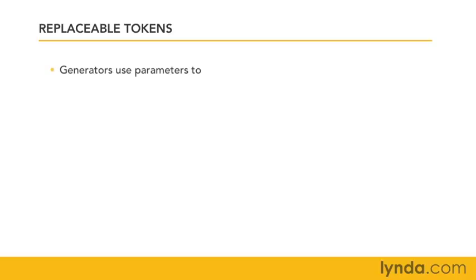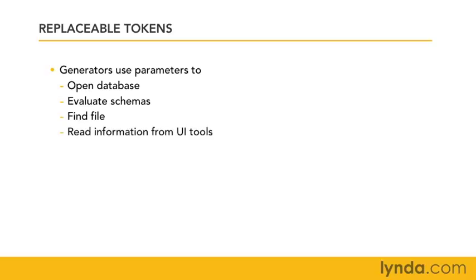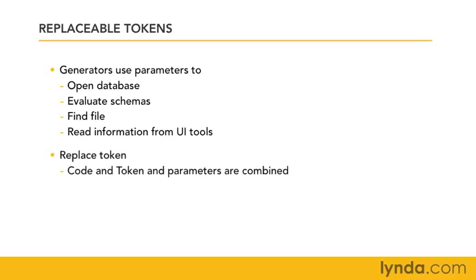Some of the things you might pass in are connection strings to open the database, evaluate database schemas, find files on your hard drive, or read information from your UI tools. Then the code generator will replace the tokens with the runtime information. Visual Studio has a code generator known as T4. I'd like to show you how that works, and it's the topic of the next movie in this chapter.